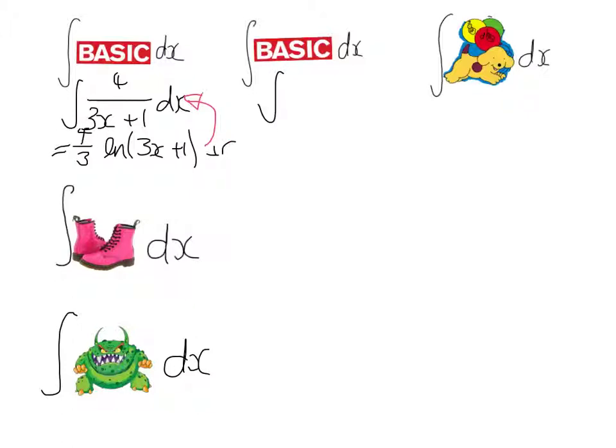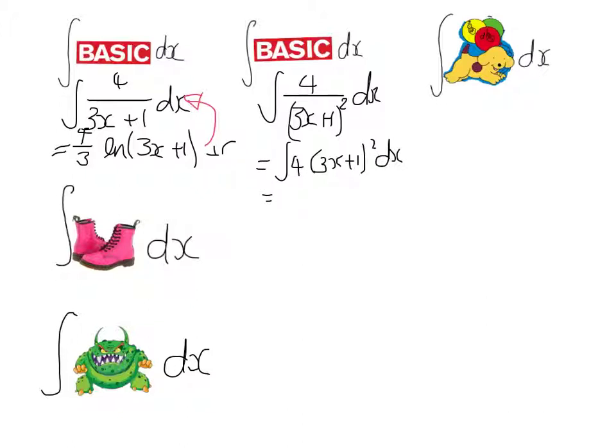Another type of basic one is where you've got exactly the same thing, but it's squared or cubed or to the 3 or 4 or whatever. So if I write that a different way, you should be able to see what we're going to do with that one. That is basic because it's one of the 9, just like the 4 over 3x plus 1, because it's come from 3x plus 1 to the 3.